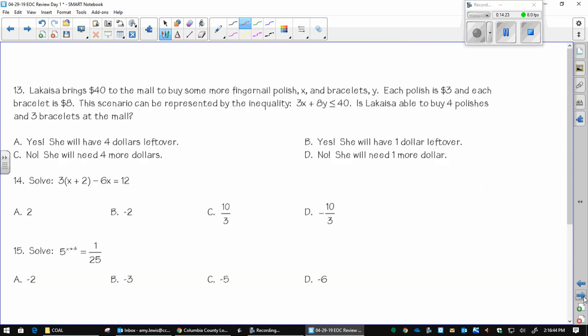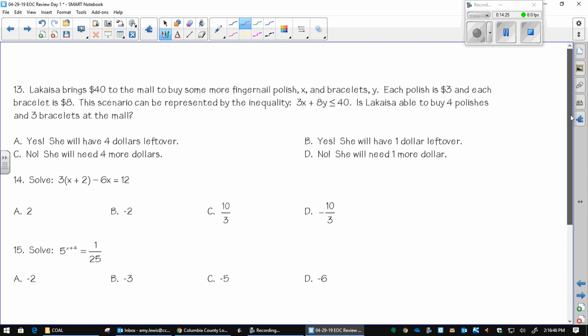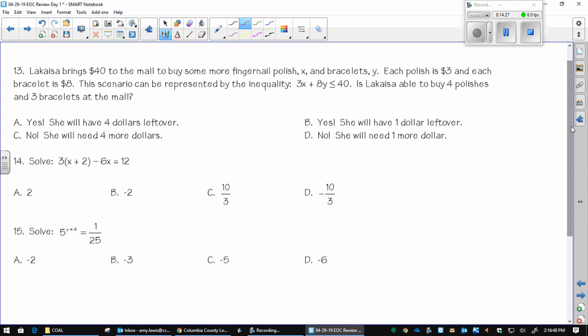Moving on to number 13. This one says, Lacasia brings $40 to the mall to buy some more fingernail polish, x, and bracelets, y. Each polish is $3 and each bracelet is $8. This situation can be represented by the inequality 3x plus 8y is less than 40. Is Lacasia able to buy 4 polishes and 3 bracelets at the mall? Well, let's just plug it in and see.